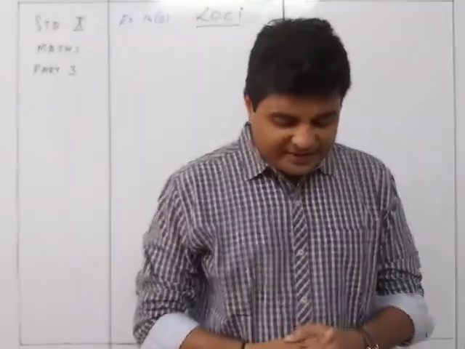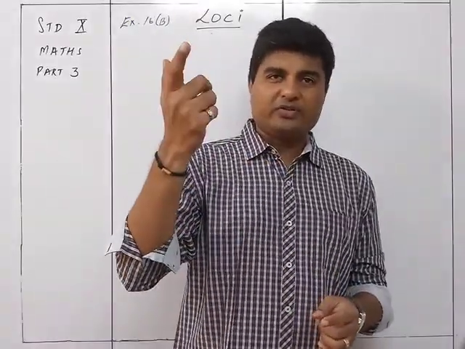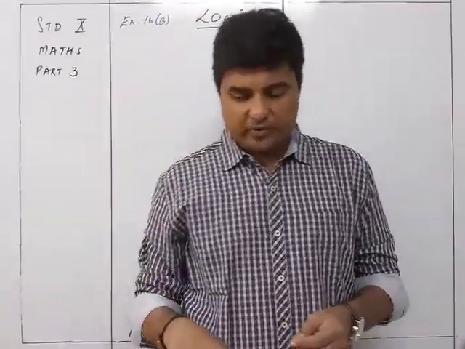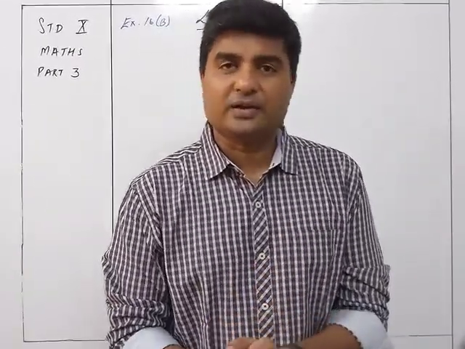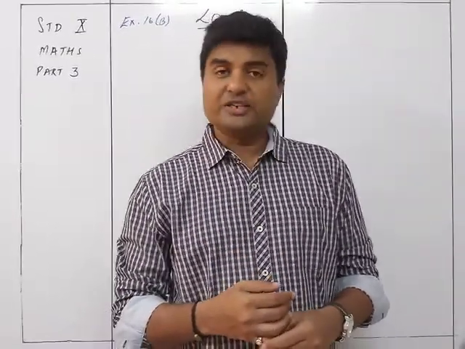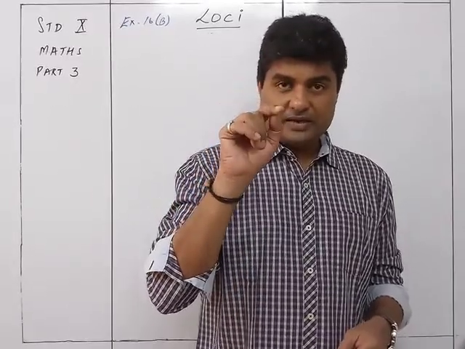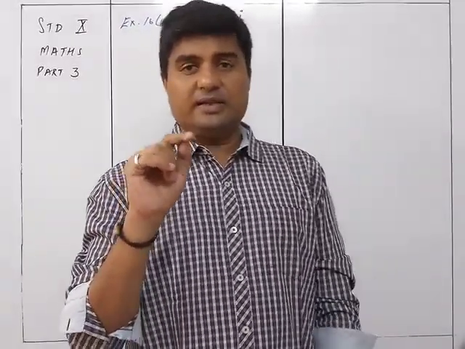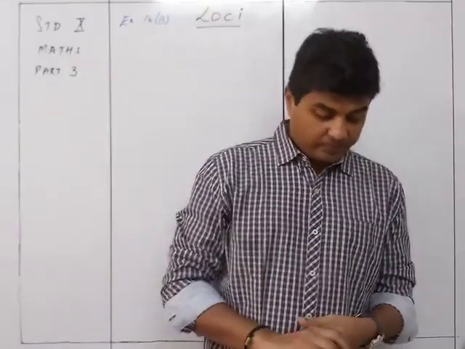Locus of a point at a distance 3 cm from a fixed point. A fixed point with 3 cm, that means the radius is given. So it will be a circumference of a circle with the given fixed point as the center of the circle and radius equal to 3 centimeters, which is the given distance. That will be the first answer.